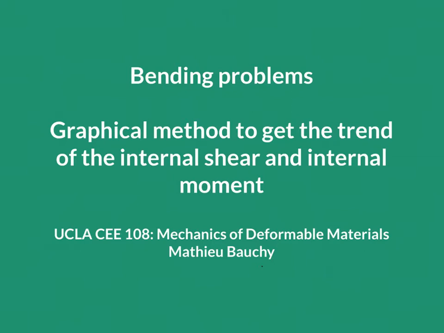Just having the trend allows you to quickly see what is the shape of the curve for the internal shear and internal moment, where it is maximum, so that it will give you the point at which the stress is likely to be maximum, which gives you the point at which the beam is the most likely to break. So let's consider an example to see how this graphical method can be applied and used to quickly identify at which point the internal shear and the internal moment is maximum.